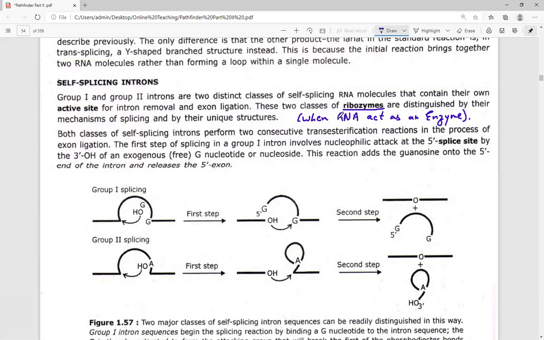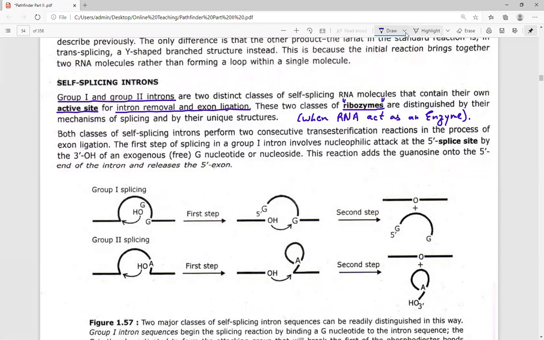When RNA acts as an enzyme, then it is referred to as a ribozyme in nature. Okay. So group 1 introns and group 2 introns are two distinct classes of self-splicing RNA molecules that contain their own active site. So group 1 introns as well as group 2 introns have their own active site for intron removal as well as for exon ligation.